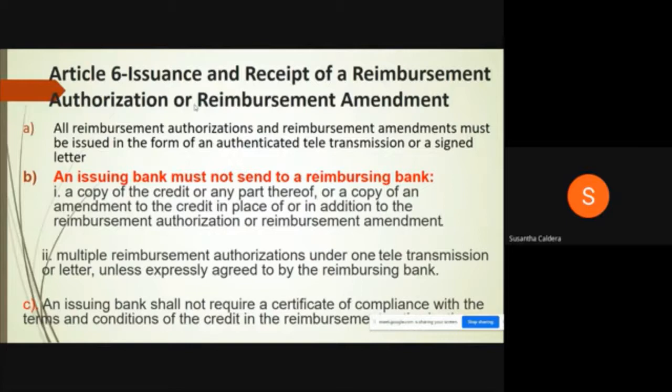An issuing bank must not send to a reimbursing bank.